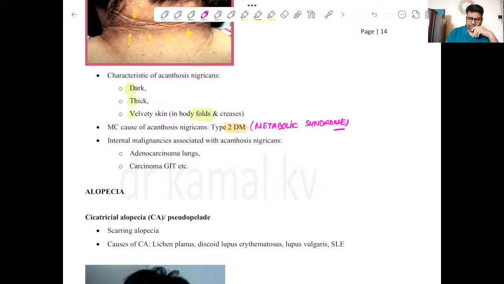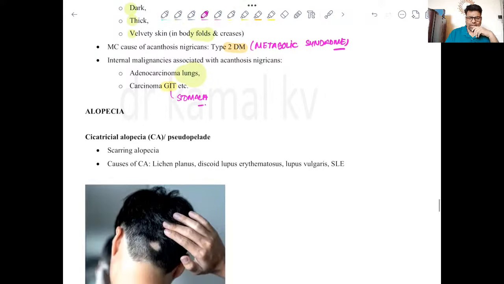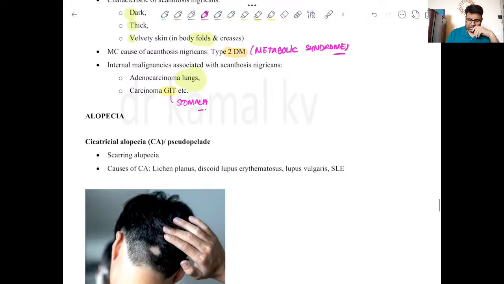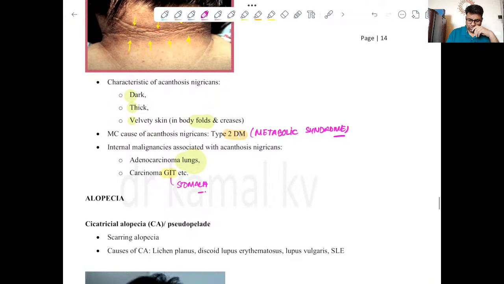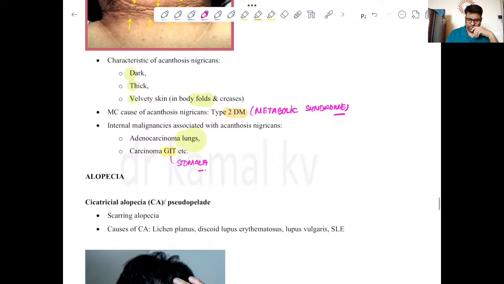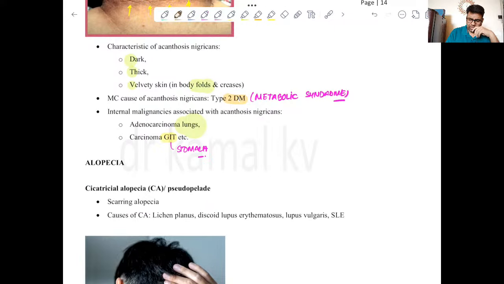And very rarely it can be an indicator of internal malignancies like adenocarcinoma lung or carcinoma of stomach, right? So this is although rare, it can be an indicator of internal malignancy. So it does not mean that if you see somebody with acanthosis nigricans, you should straight away jump to this. It may be associated with obesity or type 2 diabetes, right?